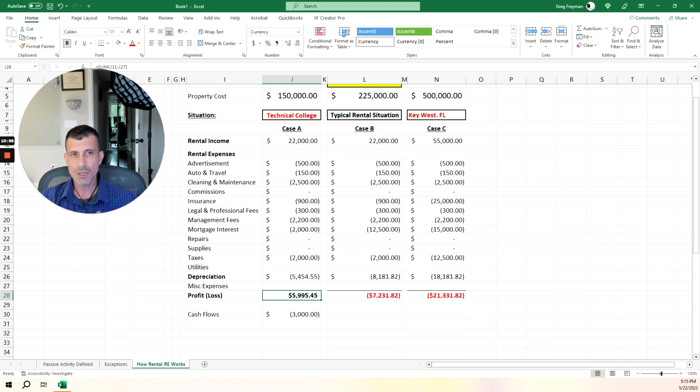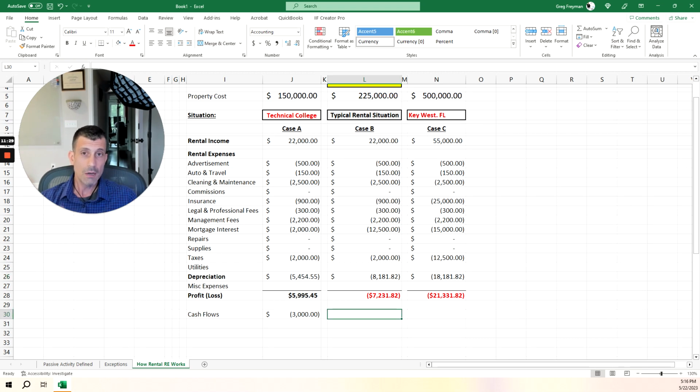Let's talk about the tax shelter. So I set this up so that you can now understand why it's a tax shelter. Well, because in case B, you're basically creating a tax loss, right? As you can see here, we're coming out to a negative 7,231.82. But that tax loss is really inflated by the depreciation of 81.81 because the cost of the property was 225,000 as opposed to 150, and we're coming out to a tax loss for tax purposes.